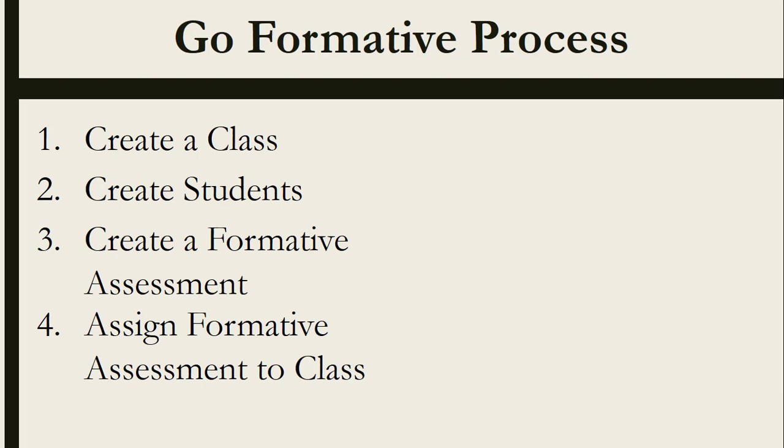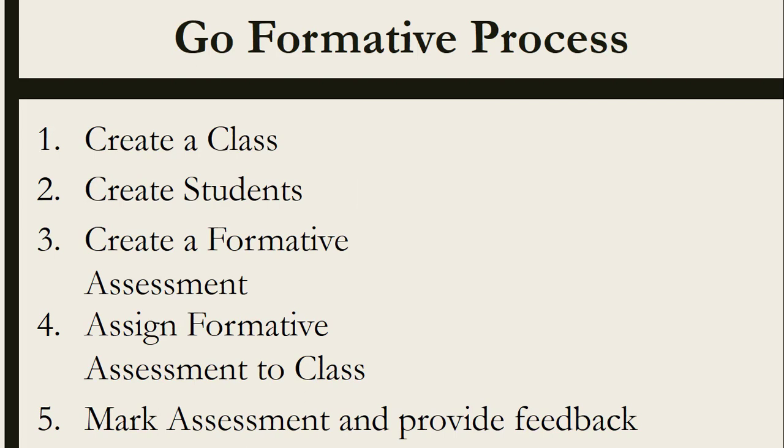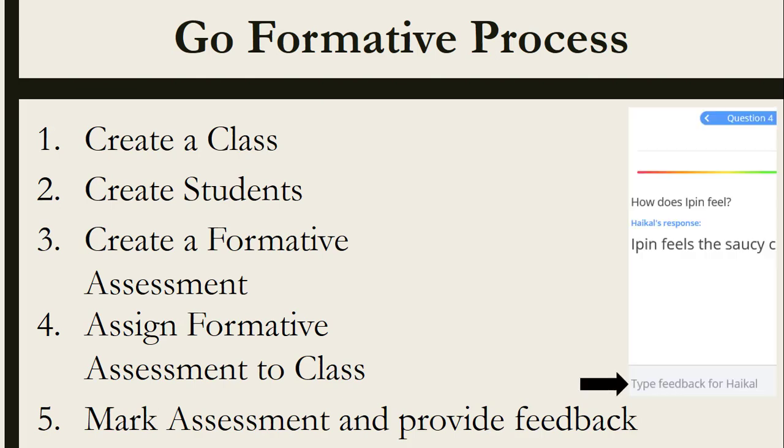Then you assign a formative assessment to a class, which is quite simple again. And then you have to mark the assessment and provide feedback. But instead of collecting a bunch of notebooks, you just do it through the website. You would click on, say, question 4 here, and then give the kid a mark out of whatever the total is. So if it was out of 2 and you got 1, then you give them a 1 out of 2. And the beauty is you can type feedback to the questions right from the interface.